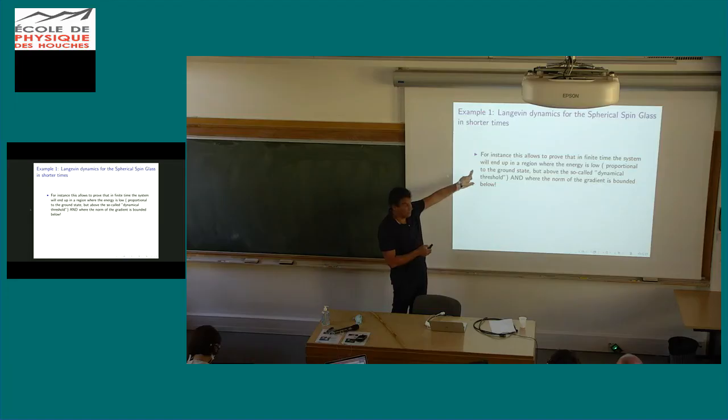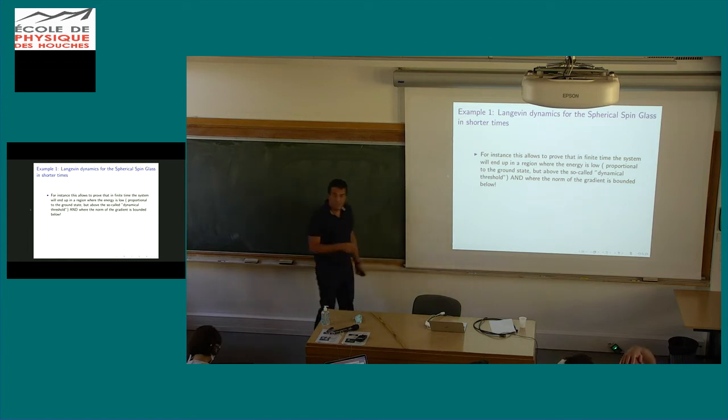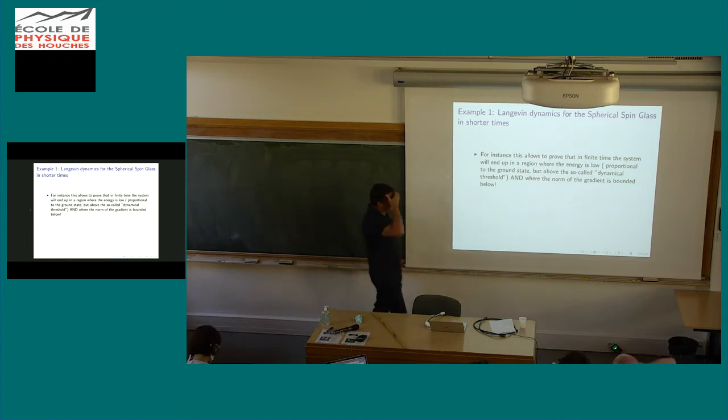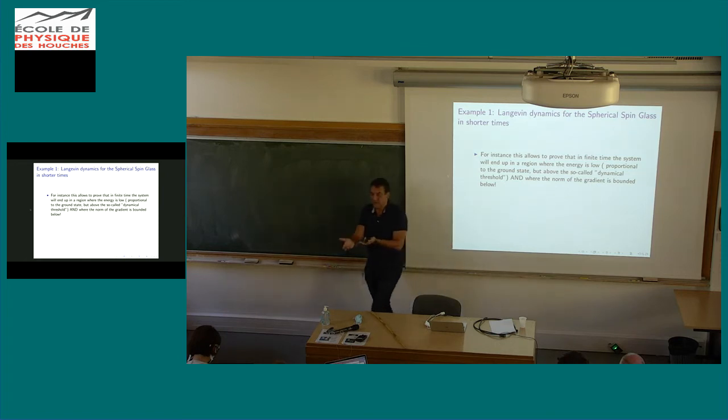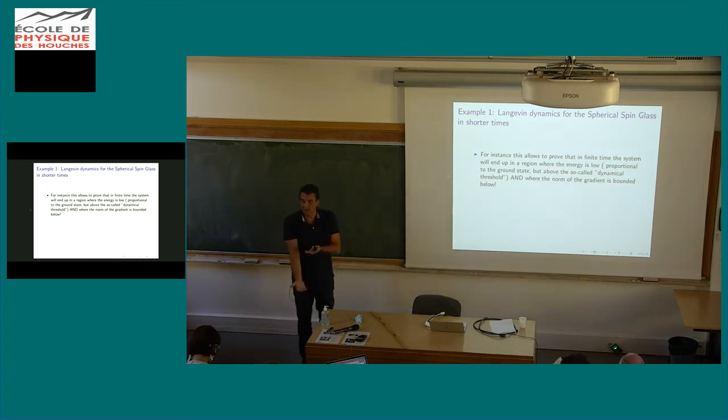What can we draw as conclusion? We can prove that in finite time that you can control, the system will end up, let's say for our spherical spin glass, for the moment you don't have any signal, you're just moving in this crazy landscape of the spherical spin glass. In finite time, for Langevin dynamics, you will end up in a region where the energy is low, proportional to the ground state, right? So maybe in finite time, you will get to 70% of the ground state. I don't know, the best you can do.